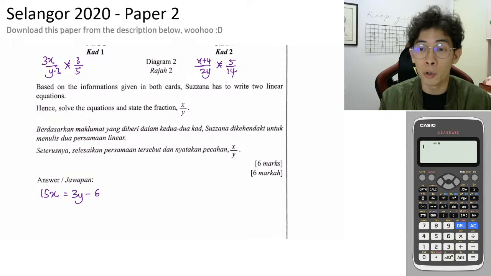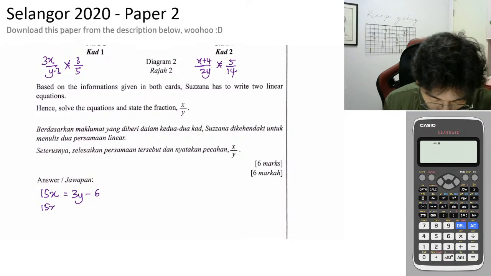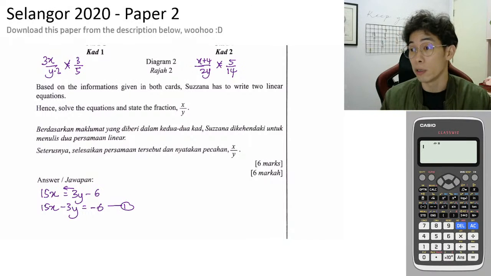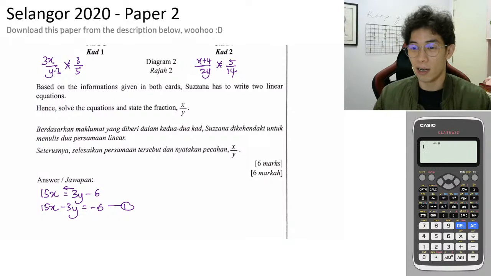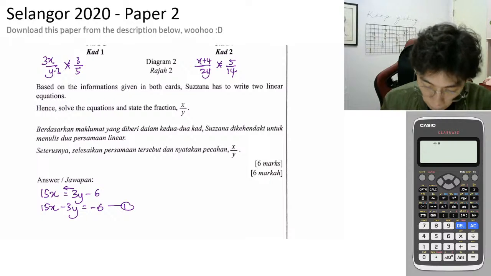It depends on you. If you want to use substitution, go ahead. So 15x, bring this over, minus 3y equals negative 6. Fantastic, my first equation comes out already. Again, don't get scared. Steady on, everyone. Drink some water, start the exam paper.